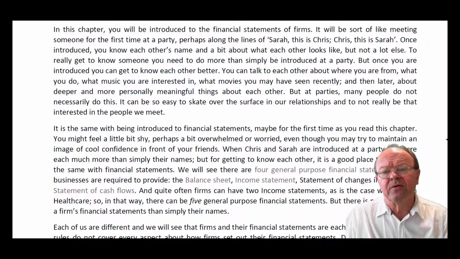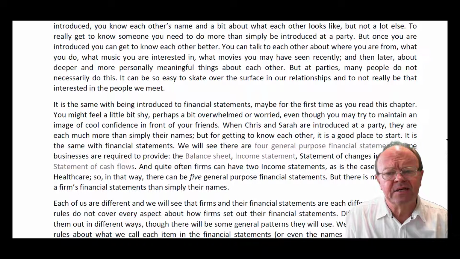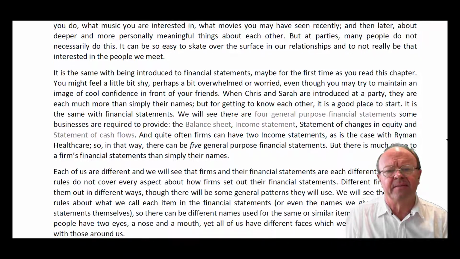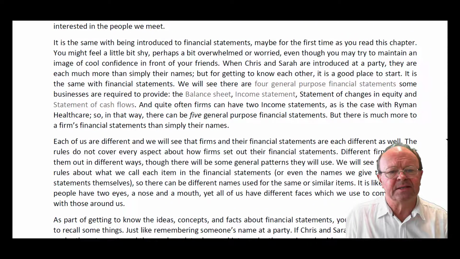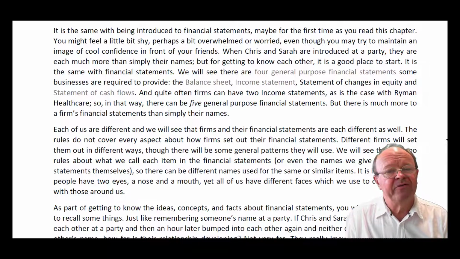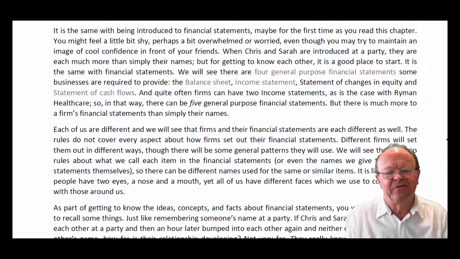You can talk to each other about where you are from, what you do, what music you're interested in, what movies you may have seen recently, and then later about deeper and more personally meaningful things about each other. But at parties, many people do not necessarily do this. It can be so easy to skate over the surface in our relationships and to not really be that interested in the people we meet. It is the same with being introduced to financial statements, maybe for the first time as you read this chapter. You might feel a little bit shy, perhaps a bit overwhelmed or worried, even though you may try to maintain an image of cool confidence in front of your friends.